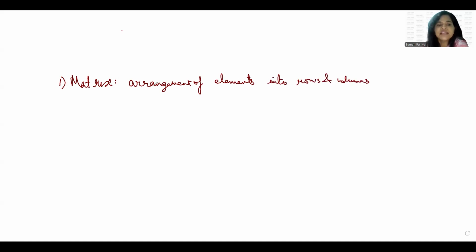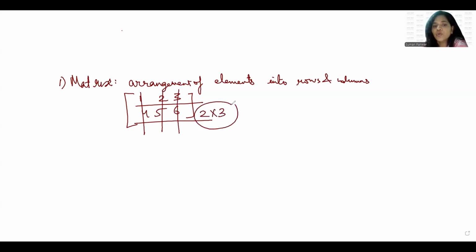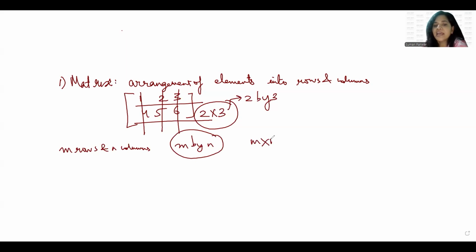For example, if I have a matrix 1, 2, 3, 4, 5, 6, how many rows are there? 1, 2. How many columns are there? 1, 2, 3. So there are 2 rows and 3 columns. This is called a 2 by 3 matrix. If a matrix has m rows and n columns, you read it as m by n and write it as m cross n. So it is an m cross n matrix.